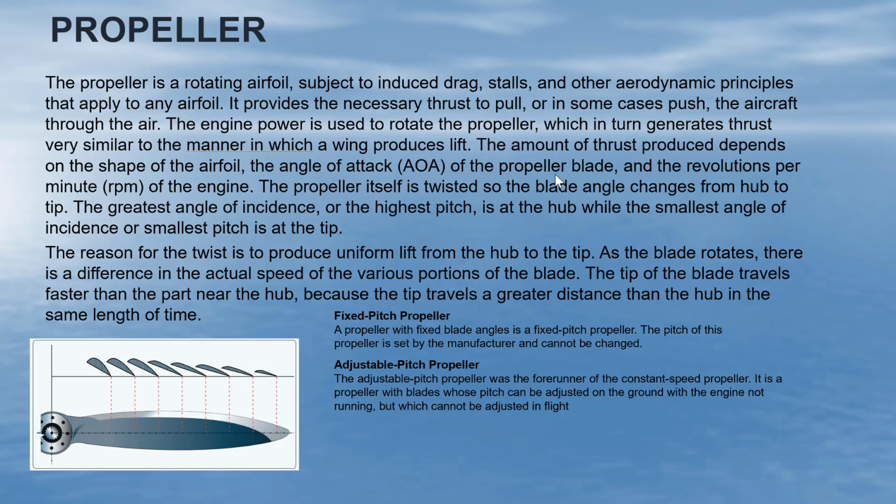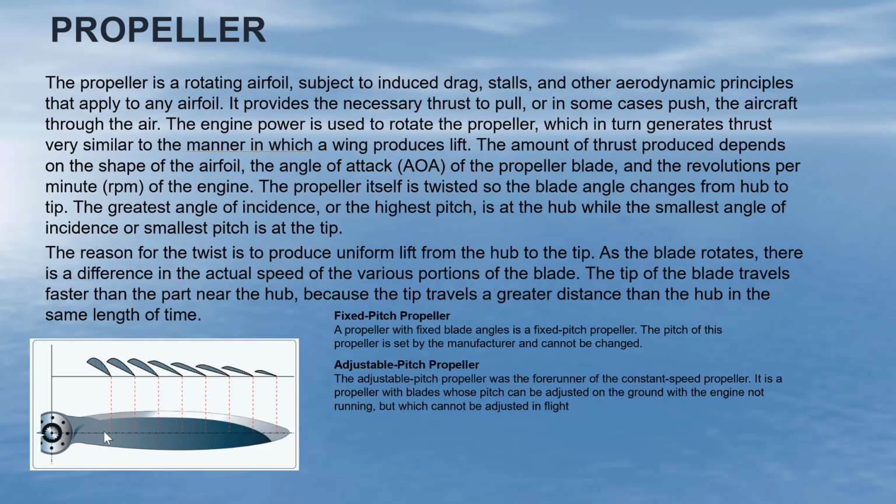The amount of thrust produced depends on the shape of the airfoil, the angle of attack, AOA, of the propeller blade, and the revolutions per minute, RPMs, of the engine. The propeller itself is twisted so that the blade angle changes from hub to tip. So you have the hub here and the tip, and the angle changes from the hub to the tip itself. The greatest angle of incidence, or the highest pitch, is at the hub, while the smallest angle of incidence is at the tip of the propeller.